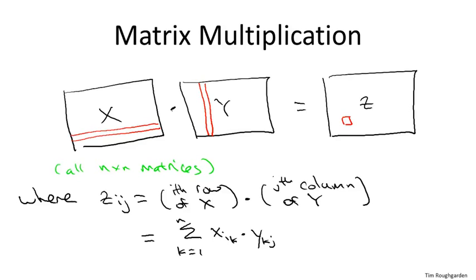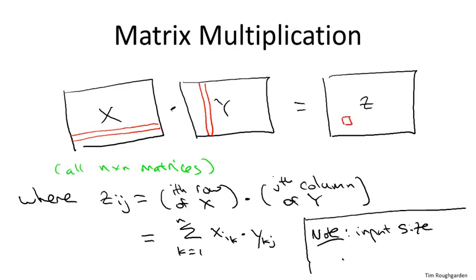One thing to note is that where we often use n to denote the input size, here we're using n to denote the dimension of each of these matrices. The input size is not n. The input size is quite a bit bigger than n. Specifically, each of these are n by n matrices and contains n squared entries.